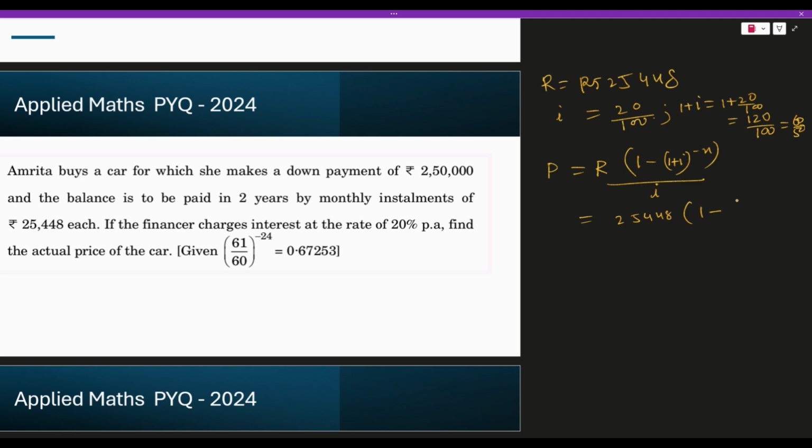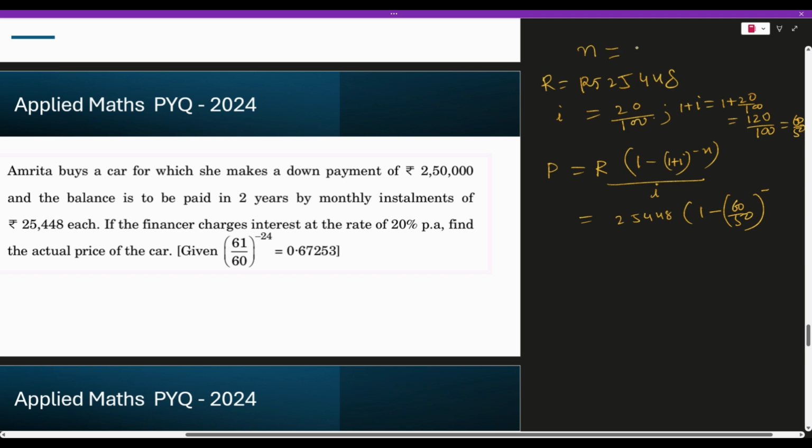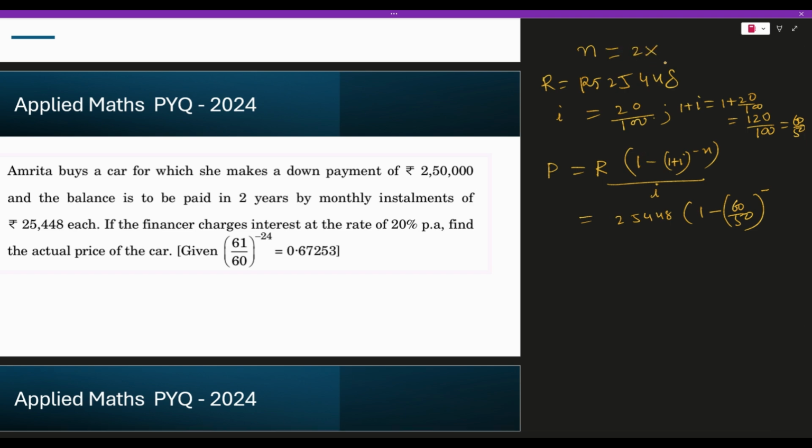So you got 60 by 50 to the power. What is the value of n over there? She is paying in 2 years. The value of n will be, because EMI you are paying every month, 2 into 12, that is 24. Okay, just substitute there. So it will be minus 24. That divided by I is what? What is I? Per month. Per month. Please take care of this. So that I per month we have taken there. So this I is going to be equal to 20 by 100 into 12.